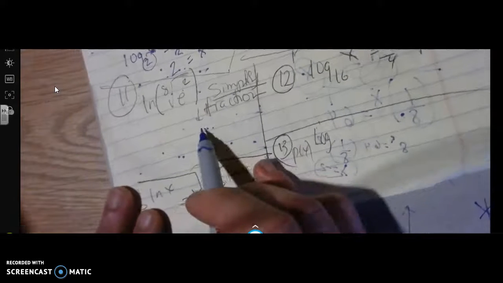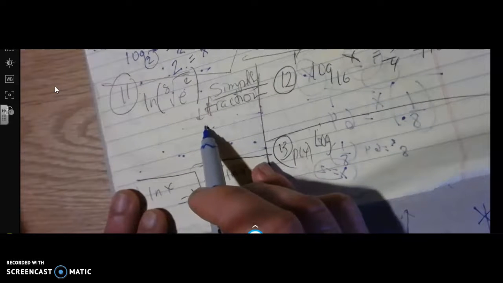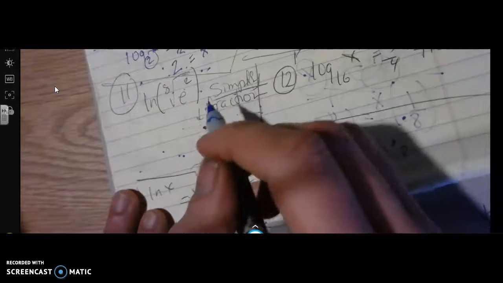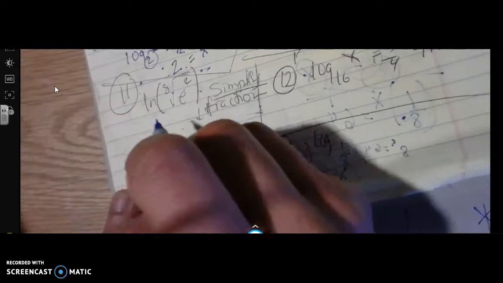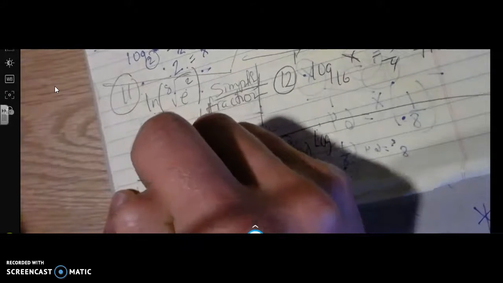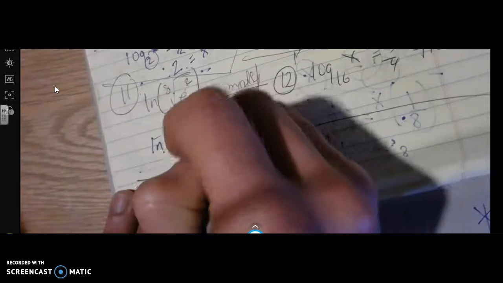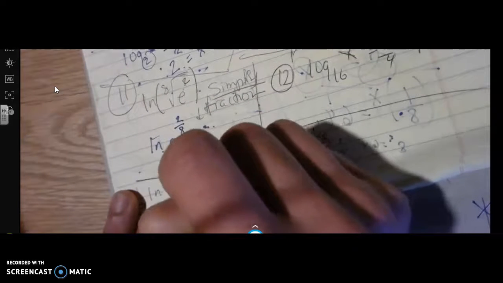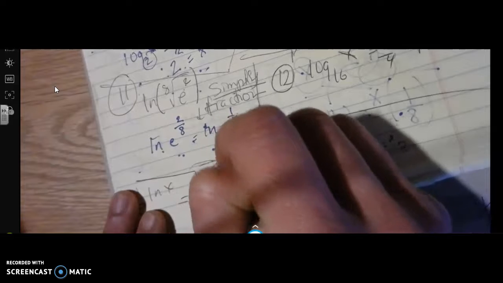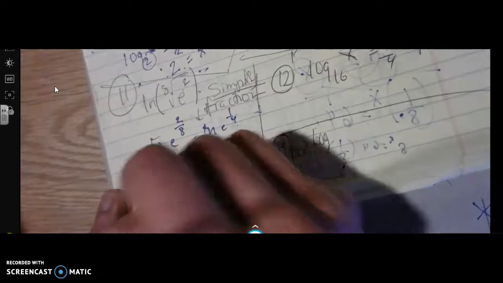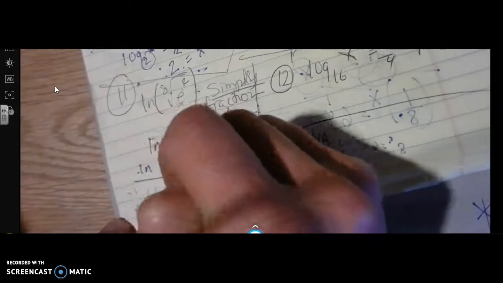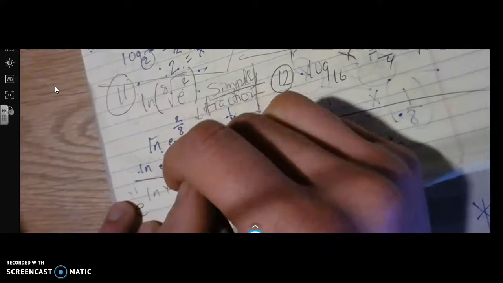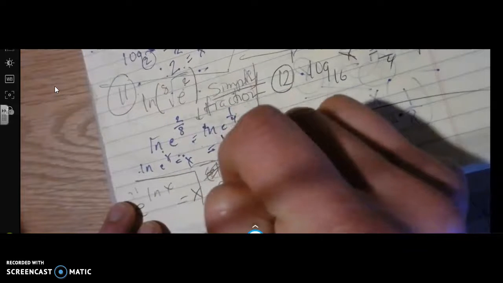Number 11, you have to write this in the simplest fraction form as possible. We'll do that right now. So basically what's going to happen is you have ln of this, so I'd write this in fraction form. So you're going to have ln of e. Now this is 8 power, so it's going to be ln of e to the 2/8, which really equals ln of e to the 1/4. Well, ln of e to the x, remember, is equal to x. So therefore, the ln of e to the whatever, that's equal to just 1/4.